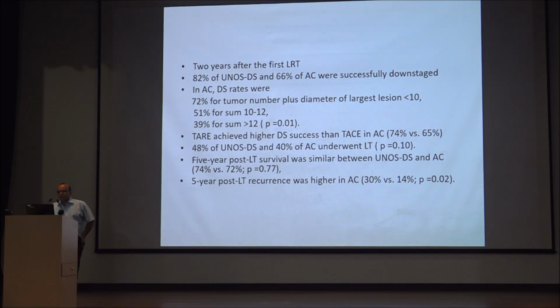And if we compare, the 5-year post-transplant survival was similar between the UNOS criteria and the all-comers criteria. So this is most important, because it is the 5-year survival they have. Yeah, but it is associated that the 5-year post-LT recurrence rate was higher in all-comers compared to the within criteria patients.